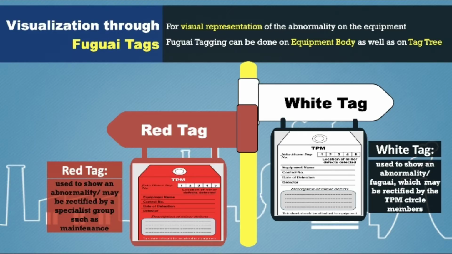Fuguai tags are physical red and white colored papers. Tagging is the visual representation of the abnormality in the equipment. It may be placed at the equipment site or through a tag tree, which helps to speed up its rectification. These abnormality tags are of 2 types, white tag and red tag. The white tag should be used to show a Fuguai which may be rectified by the TPM circle members or owners of the equipment, while a red tag should be used to show a Fuguai which may be rectified by a specialist group such as maintenance. Once these abnormalities are rectified, the tag should be removed.